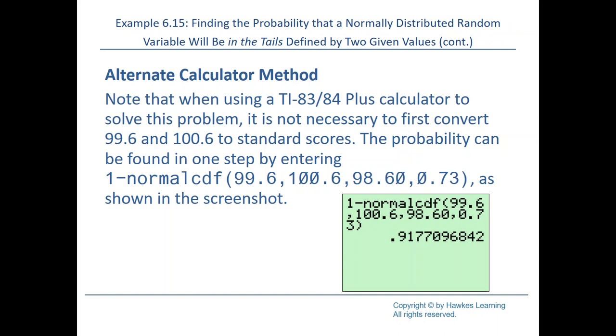But again, it's a little bit nicer, because when you're looking at it this way, you're looking at a normal curve and finding basically this is the area that the normal CDF is looking for.